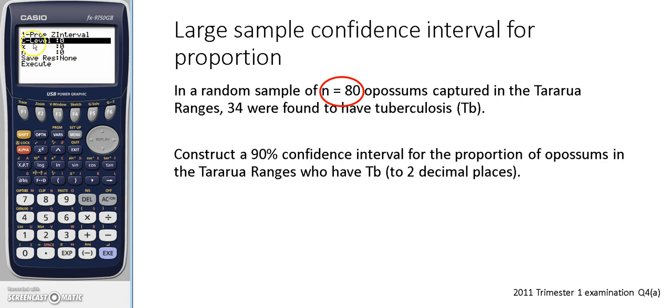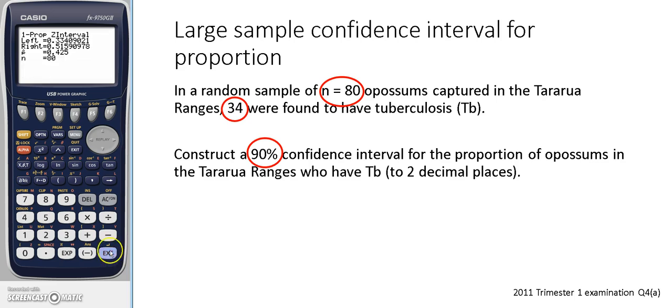The first thing we need to enter is the confidence level. As we're interested in a 90% confidence interval, we enter this confidence level as 0.9 for 90%. X is the number that was found to have tuberculosis, which is 34. And N is our sample size of 80.